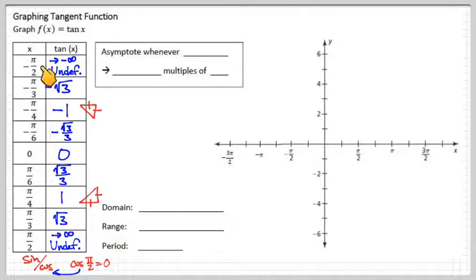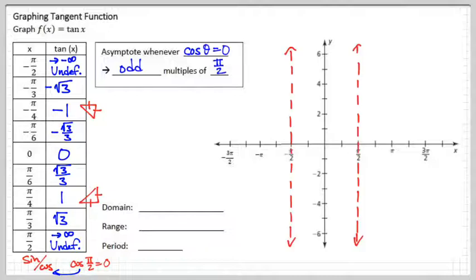And same at negative infinity, except in the negative sense, we have negative infinity as where tangent approaches, and then we have an undefined value there as well. So we're going to draw in some asymptotes at negative pi over 2 and pi over 2, just like we have in our table. We're going to plot in some of the other points that we have listed out here. Then we're going to connect them all together.